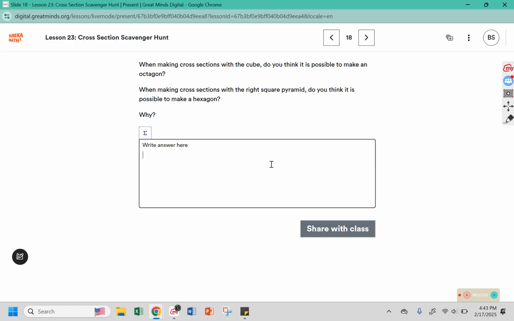When making cross sections with the cube, do you think it is possible to make an octagon? No, we were not able to create a cross section that was an octagon. When making cross sections with the right square pyramid, do you think it is possible to make a hexagon? We also couldn't make a hexagon from the pyramid.